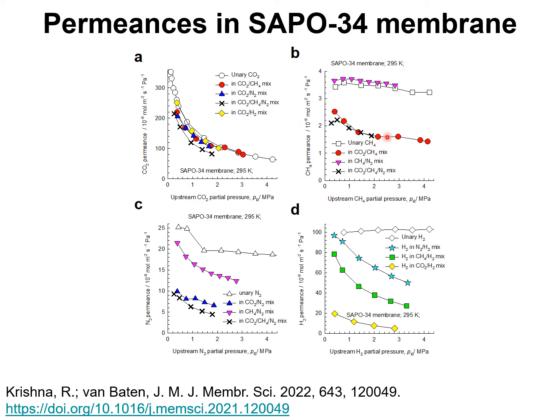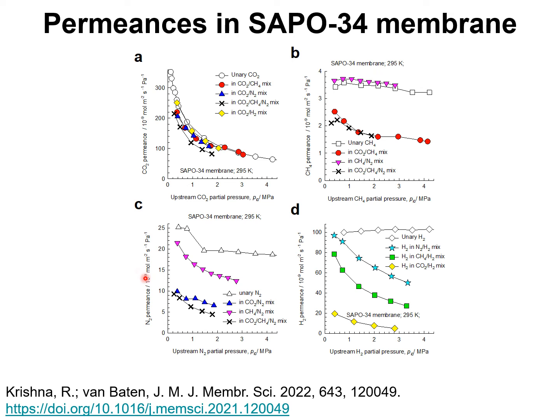So based on the information presented here and analyzed in this publication, I might add, one might be tempted to conclude that perhaps it's possible to compare or predict the component permeance of carbon dioxide in a mixture, because it's almost exactly the same as the unary component permeances. But it's not possible to predict the component permeances of methane, nitrogen, and hydrogen, because in mixtures they're significantly lower than the unary permeances.